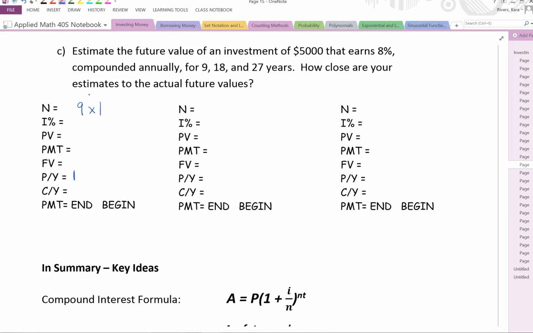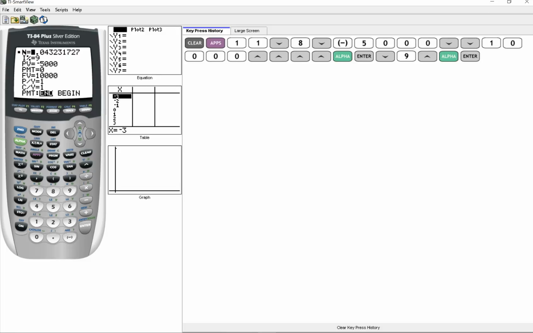For the first one, we're still looking at 8% here. PV is our present value. We're still investing $5,000, the same way we did for A and B. So PMT is going to be 0 because we put in a lump sum just once per year, and the compounding is also annually. Our future value is what we're solving for. So go ahead and put these values into your calculator.